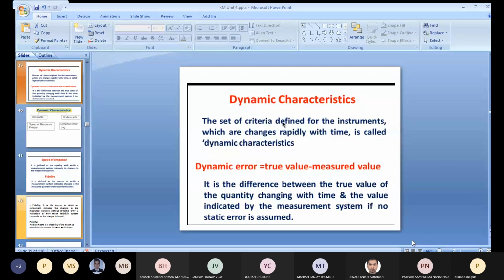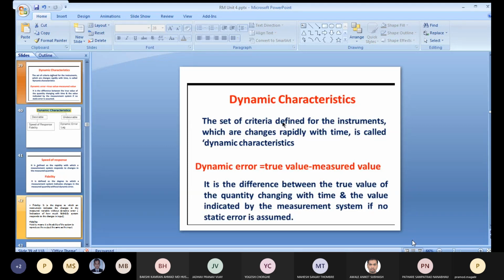Here, dynamic error. We have seen static error. Static error means what? True error minus calculated error or observed error. Dynamic error is the same, but here the changes occur with respect to time, and those changes are rapid. But in case of static, we have seen slow changes. Therefore, the definition is same, but the outcome is different.